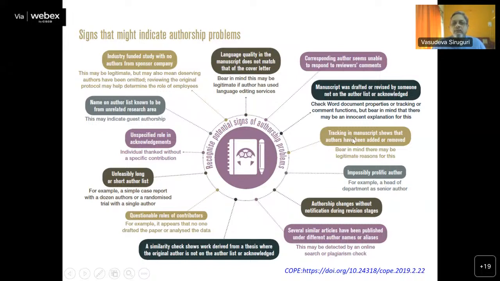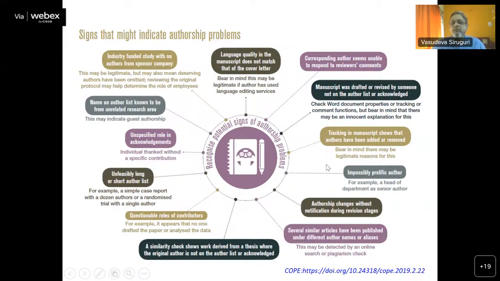Then tracking in the manuscript shows that authors have been added or removed after the submission process. Then suddenly you find that there's a very, very prolific author. Why is it that this name always appears in any paper emanating from that lab, on any field or subfield, various topics, all the time, and he gets credit for all the manuscripts? Why is that?